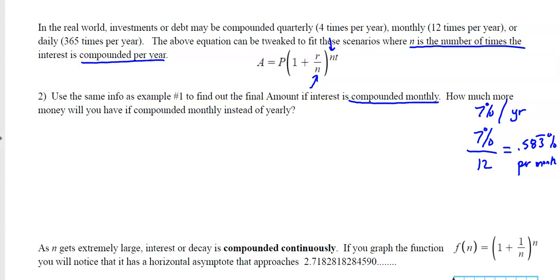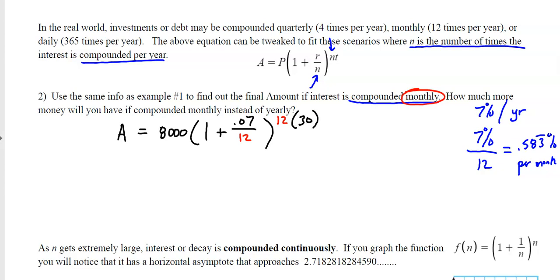Let's do this example with the same information. What is our final amount going to be? We start with 8,000, and we do 1 plus 0.07, and then here is where the monthly comes in. For the word monthly, I'm going to put a 12 down here. Then up in my exponent, it's going to happen 12 times a year, so I have to do 12 times t, but we said t was 30 years. So that's actually going to be a 360 up there. You have to be careful with how you enter this in the calculator.